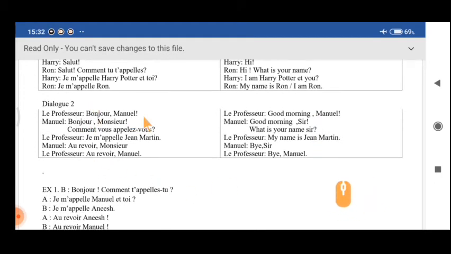Bonjour Manuel. Good morning Manuel. Bonjour monsieur. Good morning sir. Comment vous appelez-vous? What's your name? Je m'appelle Jean-Martin. My name is Jean Martin. Au revoir monsieur. Bye sir. Au revoir Manuel. Bye Manuel.